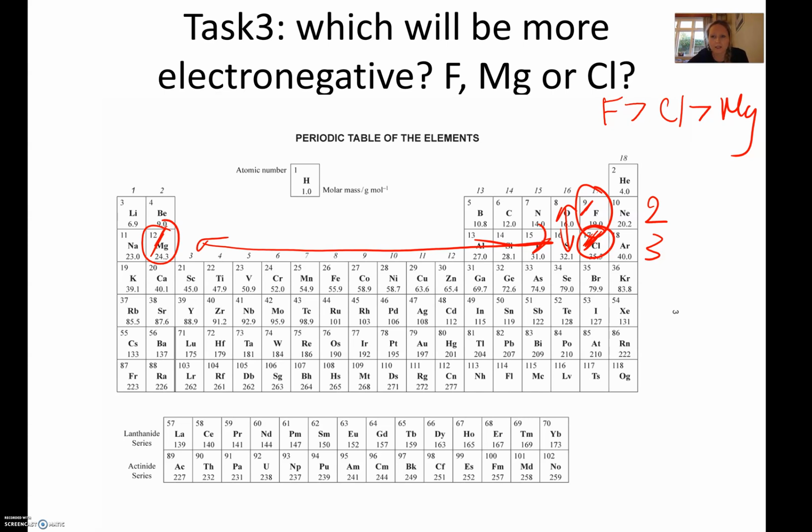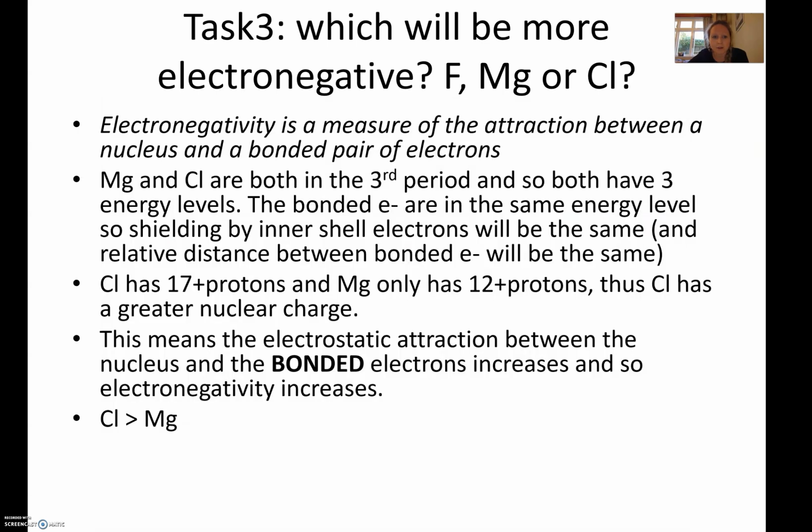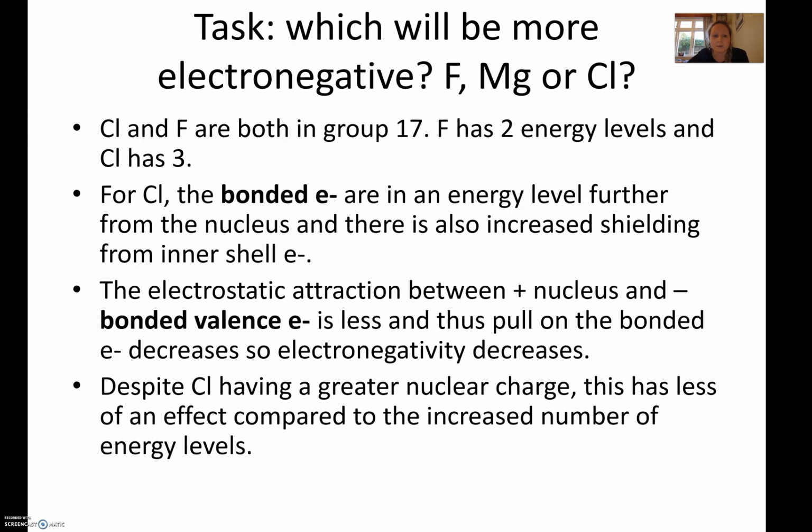Hopefully that all makes sense. Any questions? Ask me on Teams. Here's my model answer. Okay, there's the first part. You can pause and have a read. And there's the second part. You can pause and have a read.